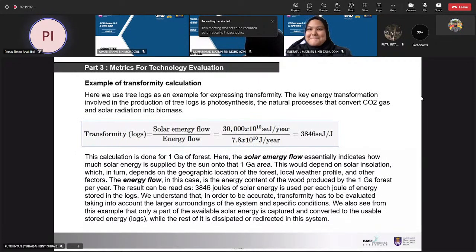So these are examples of transformity calculations. We are talking about how much solar energy flow there is over the overall energy flow. For example, this is a calculation for 1 gigahectare of forest. The solar energy flow indicates how much solar energy is supplied by the sun into that 1 gigahectare of area. Of course, this depends on the geographic location, the local weather profile, etc.